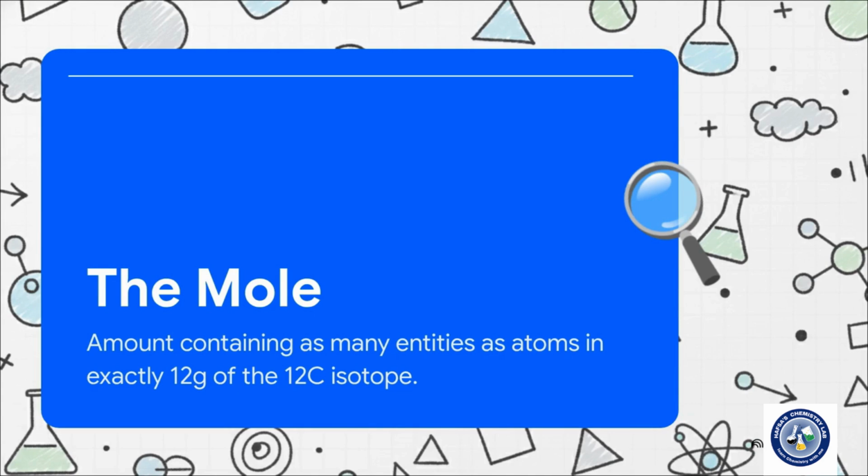This idea is an absolute game changer. It perfectly bridges the microscopic mass of one single atom to the macroscopic weights we scoop onto a scale. 1 mole of carbon atoms weighs exactly 12 grams. It is literally the ultimate translator.